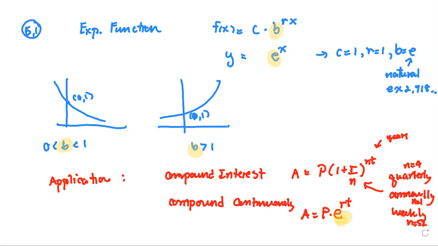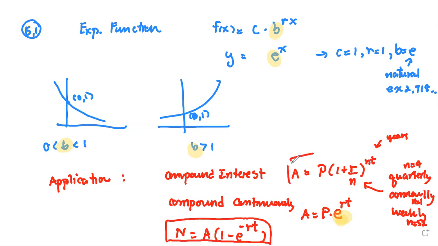And then the other example involves the form N equals A times (1 minus e to the negative some number t). So that's another form of the formula that you saw in the notes 5.1. All of them are exponential functions, just different applications. So that's 5.1. And then 5.2 is about the log function.